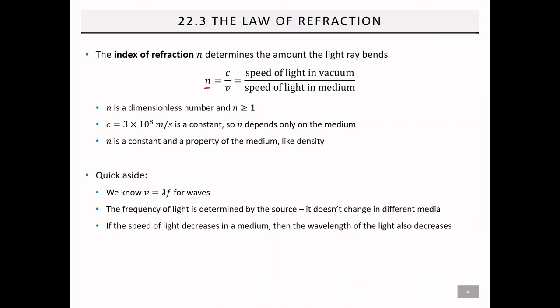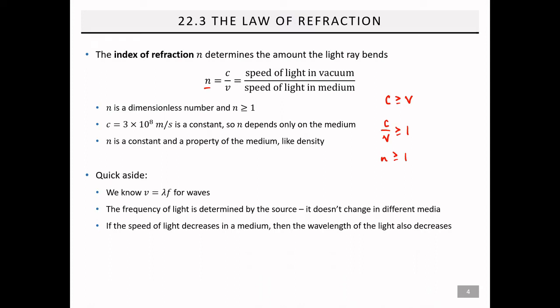The speed of light in a vacuum is the fastest speed that you can possibly go in the universe. So whenever you go into any other medium, you're always moving slower, or the light is always moving slower. This means that c is always greater than or equal to whatever the speed of light is in the medium. If I divide by v, I'll get c over v is greater than or equal to 1. And this means that n, the index of refraction, is always greater than or equal to 1.